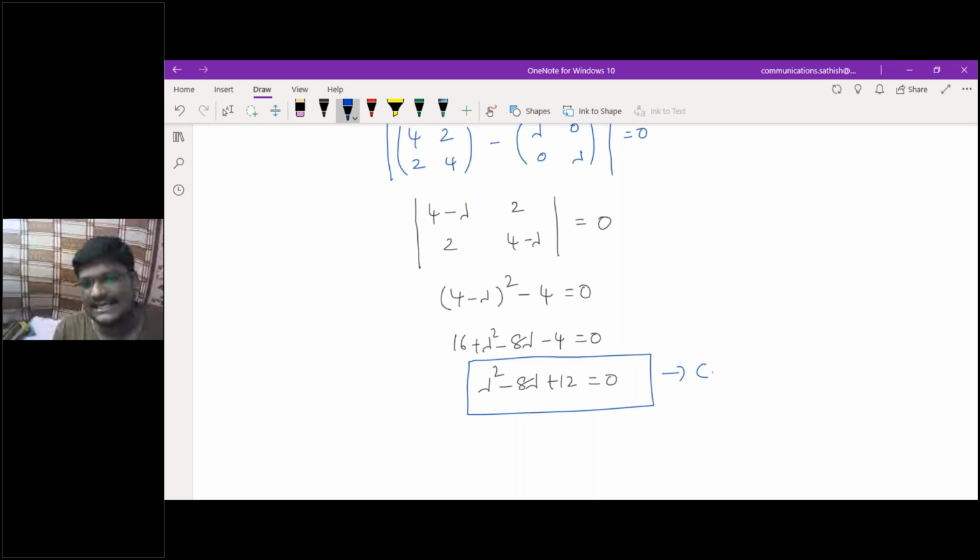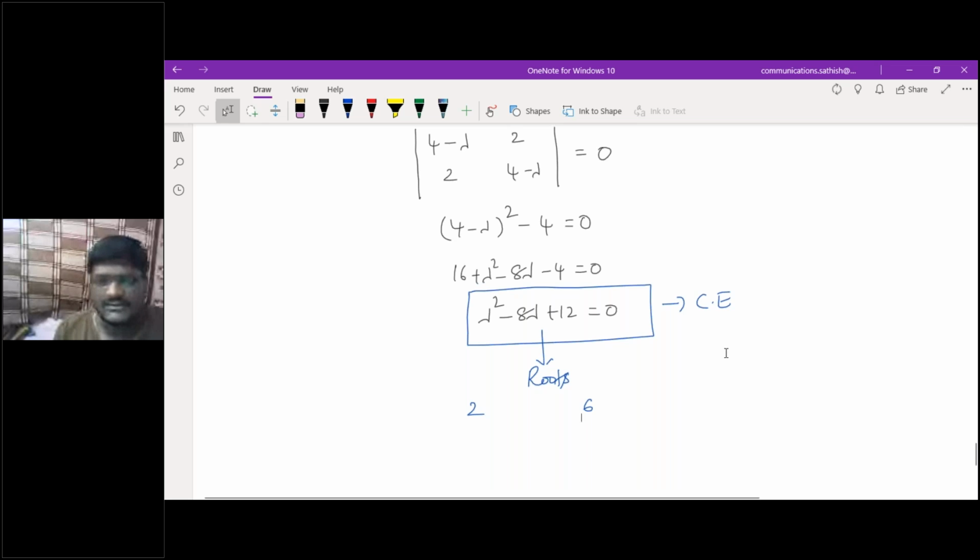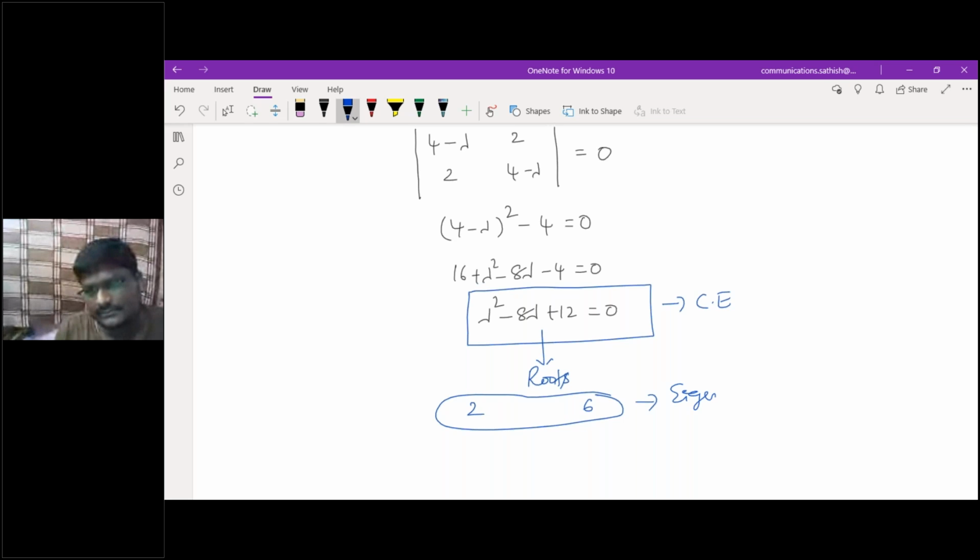This is the characteristic equation. Then what are the roots for this? I think the roots will be 2 and 6. Am I correct? Yes, sir. So these roots themselves, what do I call them? Eigenvalues.